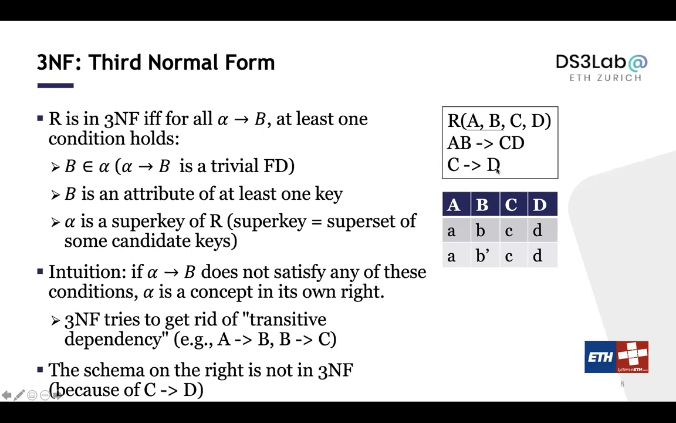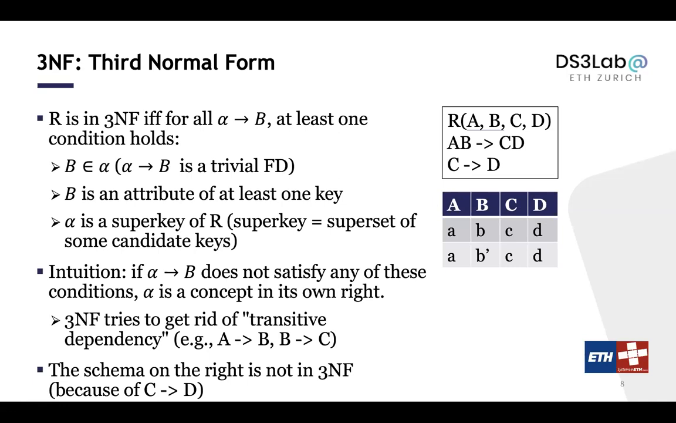And also the right-hand side is not an attribute of a key, because the key of this relation is AB from the first functional dependency, right? So D is not part of the key. And also C is not a super key, right? So the key of this relation is AB, C is not a superset of that. And because of this C to D functional dependency, this relation is not in third normal form, okay?